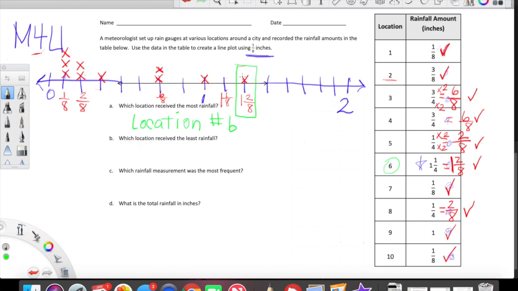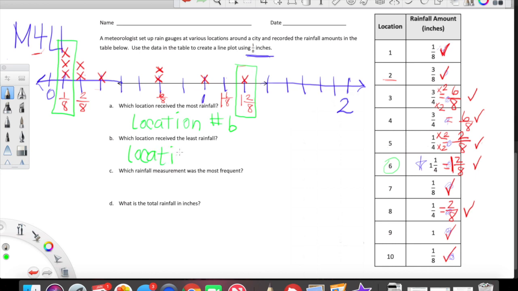Okay, so the most rainfall happened at the X that's farthest to the right. The least rainfall is going to show up farthest to the left. And it looks like the least rainfall is actually a tie here. We have 3 different locations that measured 1/8 of an inch. 1/8 of an inch is our lowest rainfall recorded, and that actually occurred at 3 different locations.